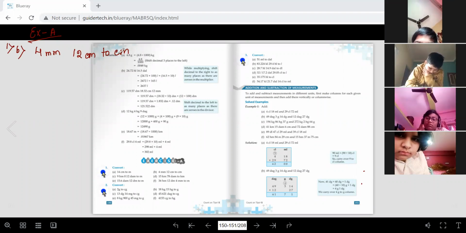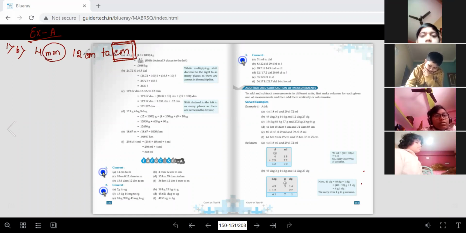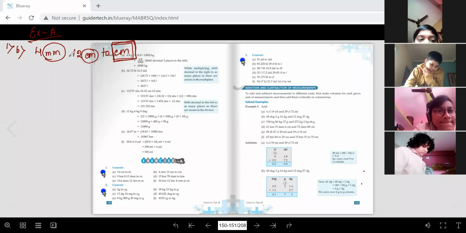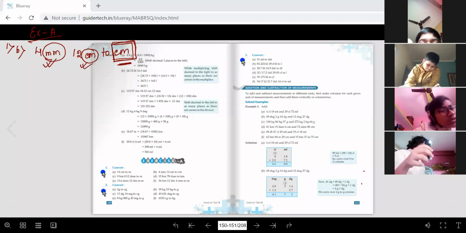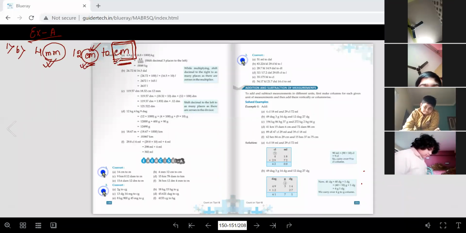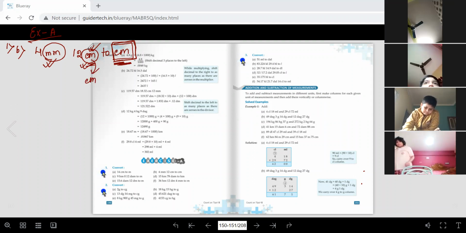Okay, now look at this very carefully. Listen to me, Shuhana. We have to convert into centimeter. Yes, ma'am. Here the units given are millimeter and centimeter. But we will have to convert into what? Centimeter. Out of these two units, one is already in centimeter. We have to convert into centimeter, and this is already given in centimeter. So no need to do anything.